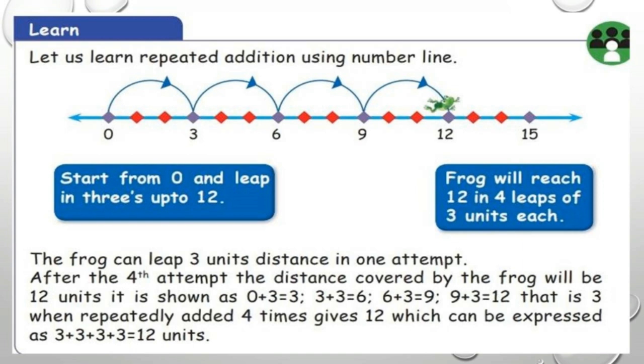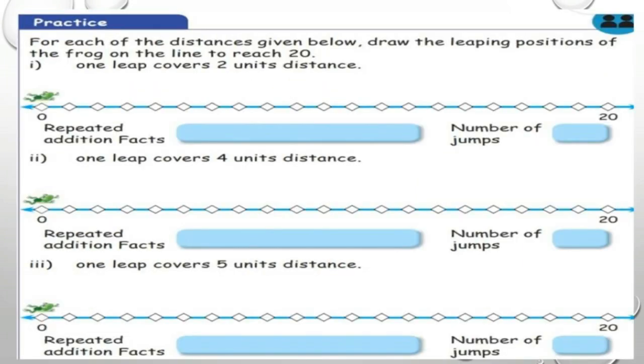It is shown as 0 plus 3 is 3, 3 plus 3 is 6, 6 plus 3 is 9, 9 plus 3 is 12. That is, 3 when repeatedly added 4 times gives 12, which can be expressed as 3 plus 3 plus 3 plus 3 is equal to 12 units. Let us practice some more examples. For each of the distances given below, draw the leaping positions of the frog on the line to reach 20.